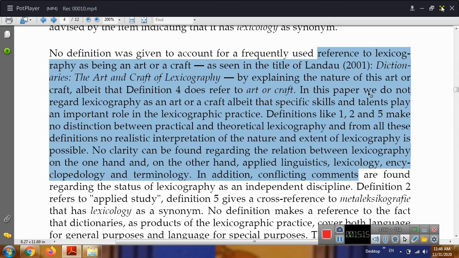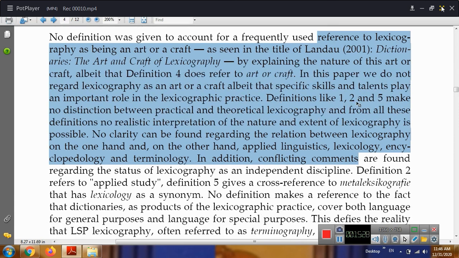In this paper, we do not regard lexicography as an art or craft, albeit that specific skills and talents play an important role in lexicographic practice. Definitions like 1, 2 and 5 make no distinction between practical and theoretical lexicography. Okay, here we don't make any distinction between practical and theoretical lexicography, and from all these definitions, no realistic interpretation of the nature and extent of lexicography is possible.